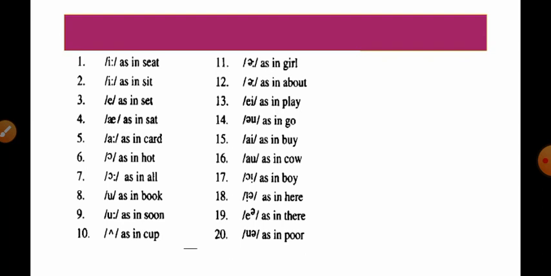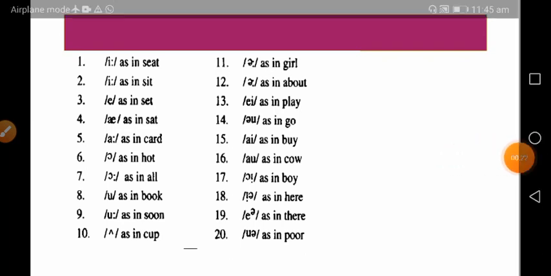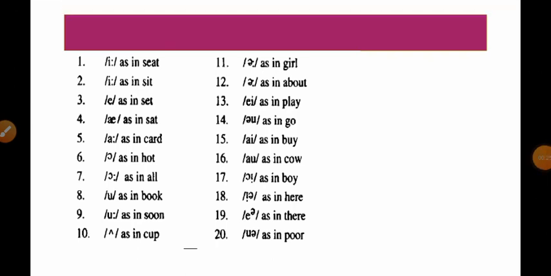Now you can see here there are 20 vowel sounds in English, from number 1 to 20. When you are asked how many vowels are in English, we give the answer: there are 5 vowels in English: A, E, I, O, U.